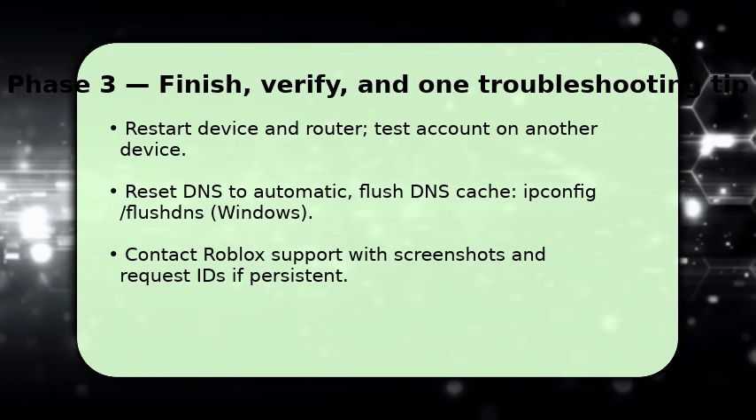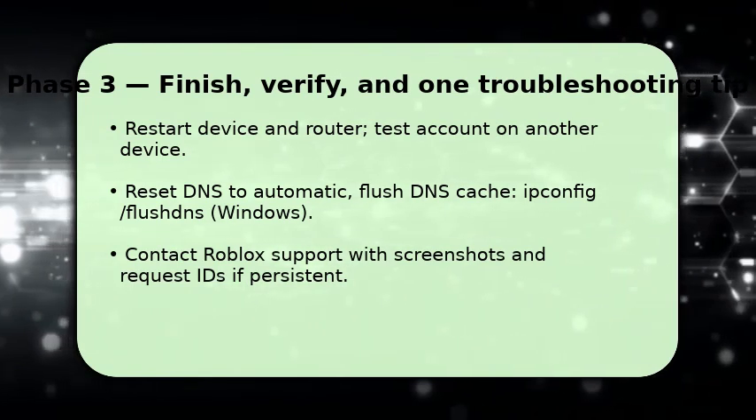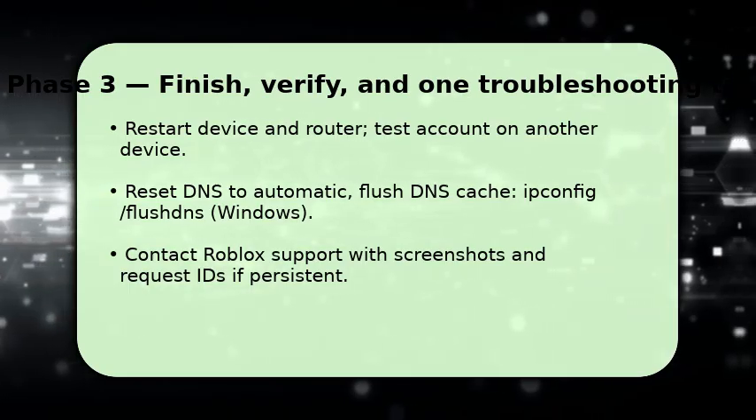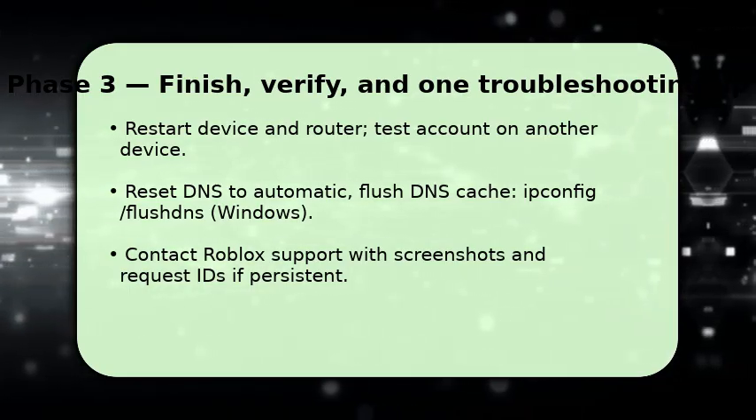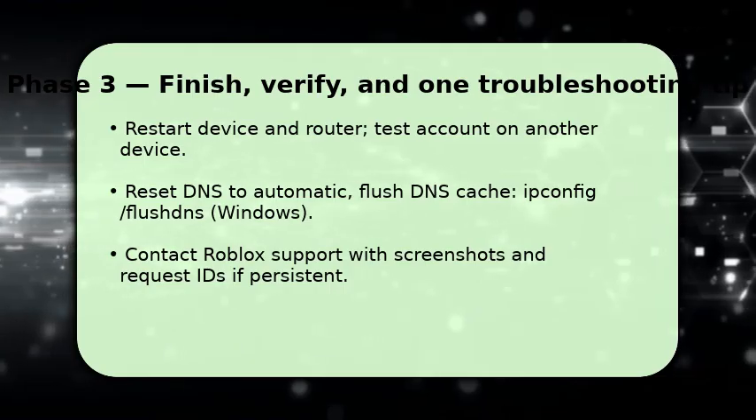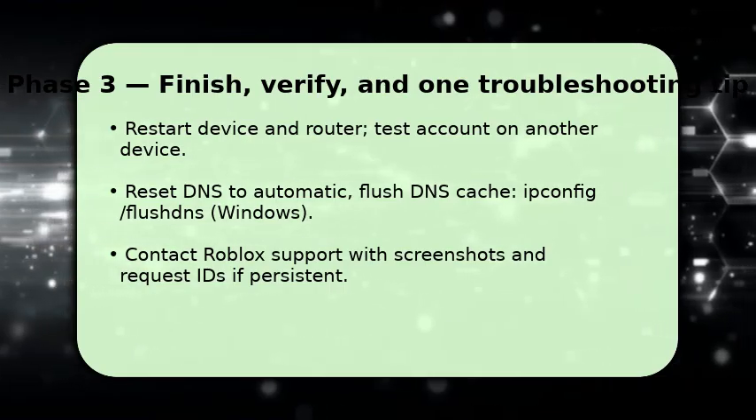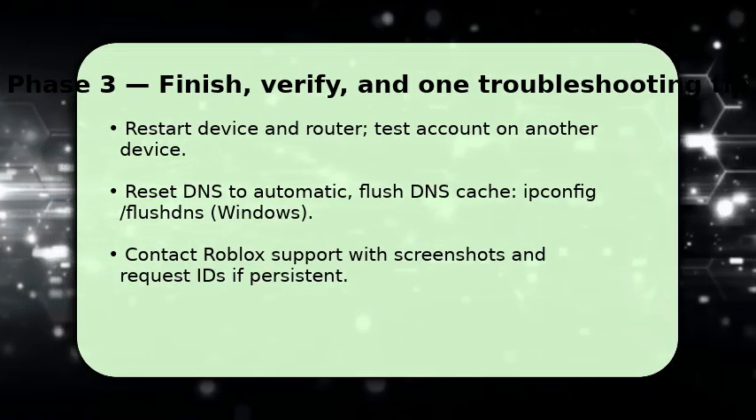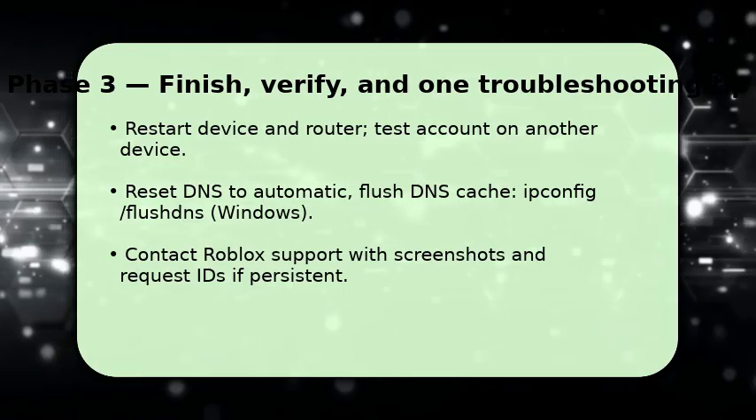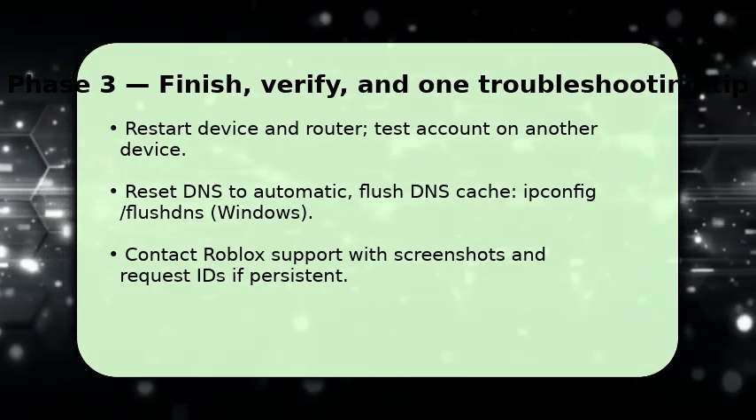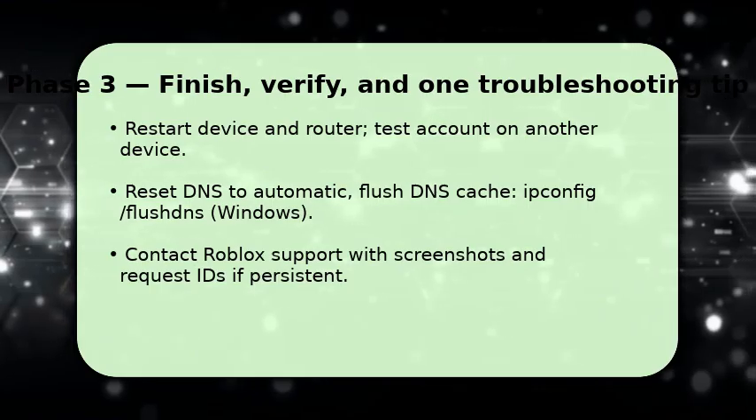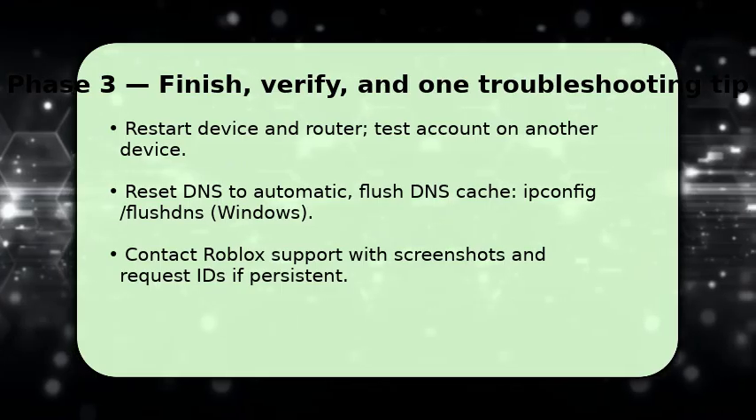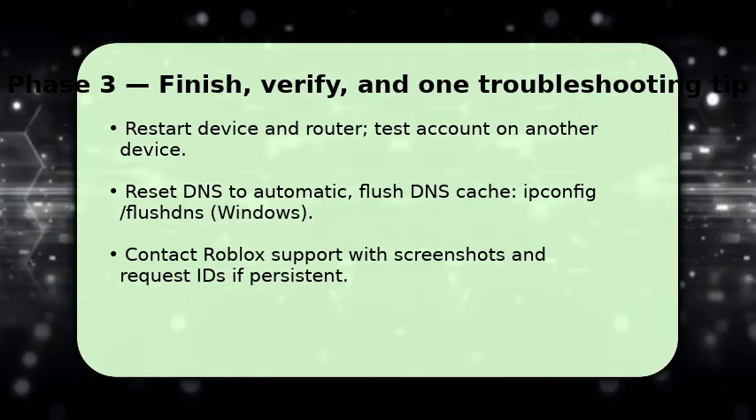To finish, restart both your device and router to clear transient network issues, then test Roblox on a different device to confirm it's local. Reset DNS settings to automatic and flush your DNS cache. For Windows, type ipconfig /flushdns, because stale DNS can misroute requests. If the error persists, collect screenshots, timestamps, and any request ID and contact Roblox support. One key troubleshooting tip: try a different account on the same device to rule out account-specific configuration problems before escalating.